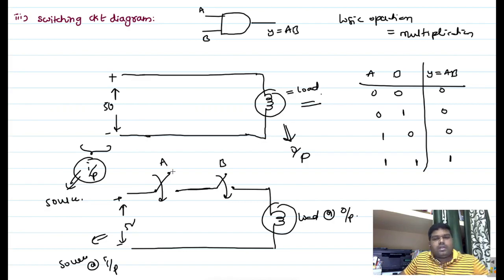So this is the source or input, and this is the load or output. Here this A and B are acting as inputs. Why am I considering them as input here? Input is nothing but the source, there is no confusion, right? But the source of energy can be transmitted with the help of these switches.